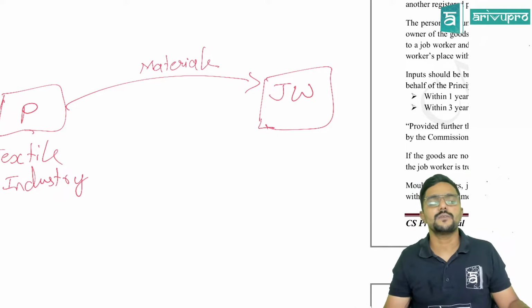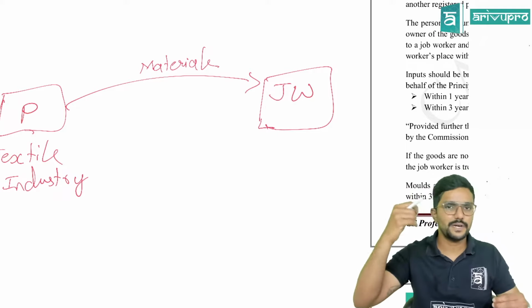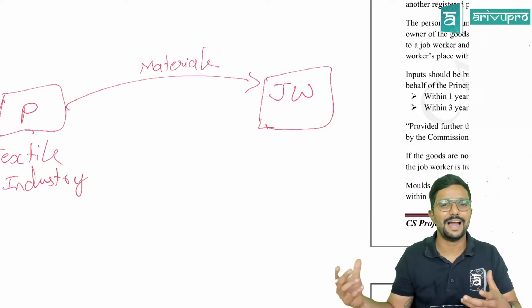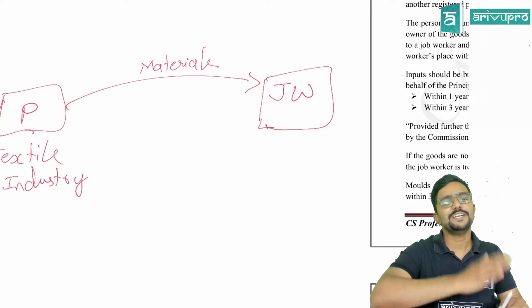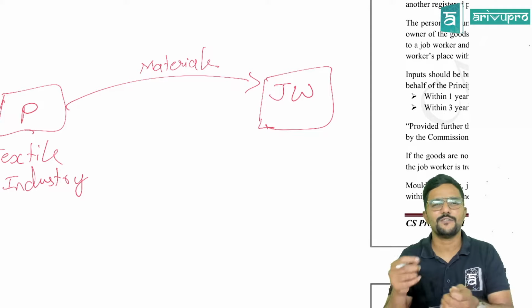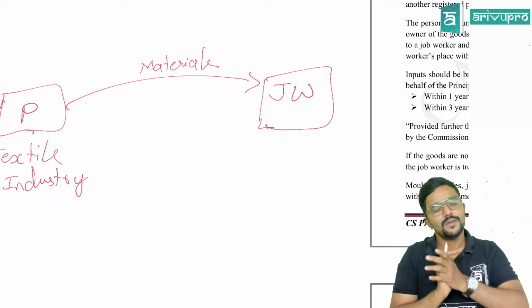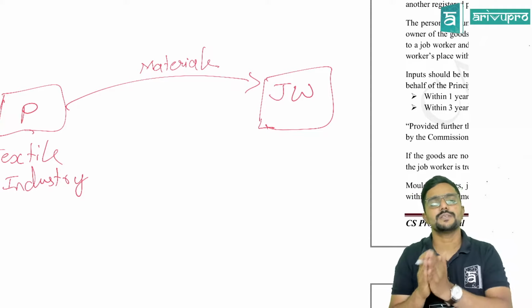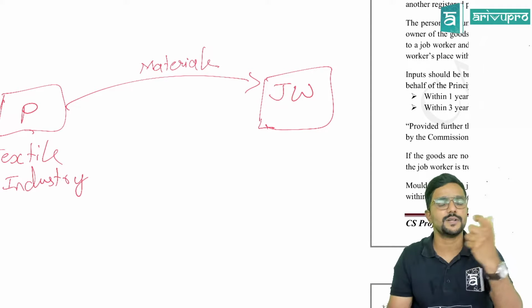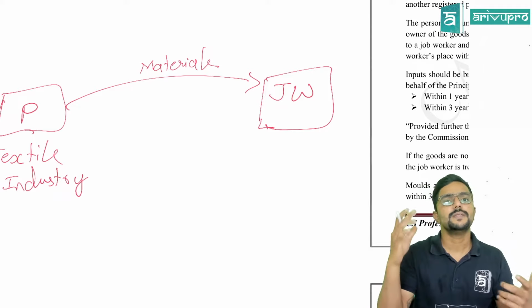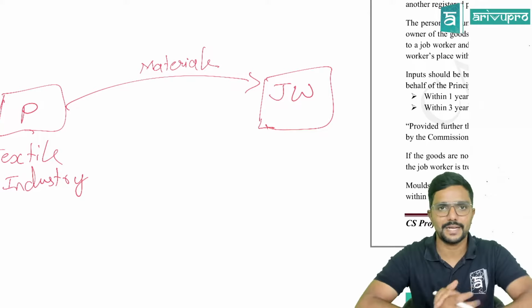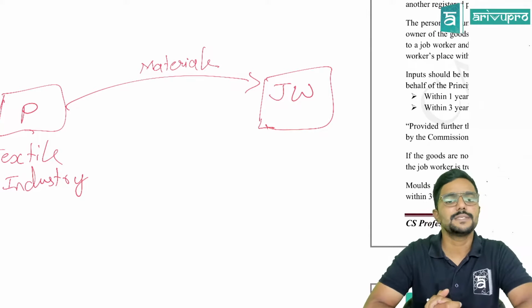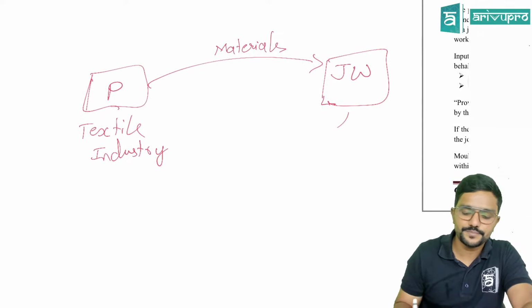So what will the job worker do? He will stitch the buttons for the shirts and, if required, for the pant. Then he will send it back to the principal. For the pant you can consider a zip. So the job worker is putting the buttons for shirts and a zip or button for the pant, and he is giving it back to the principal.